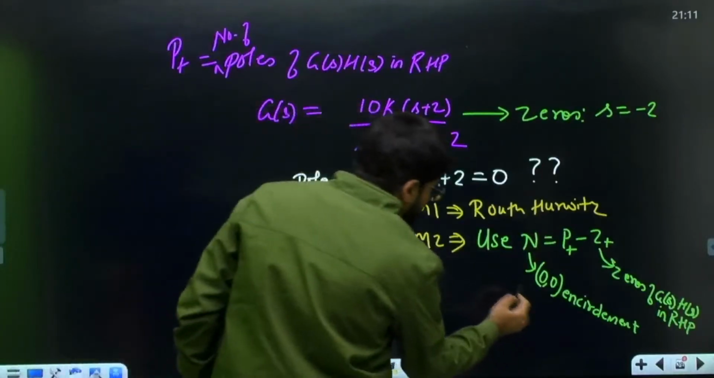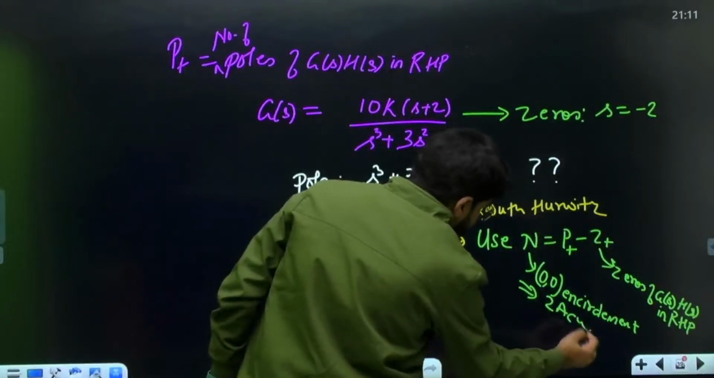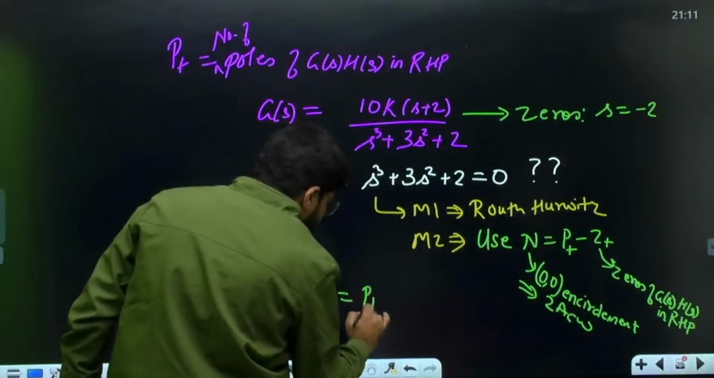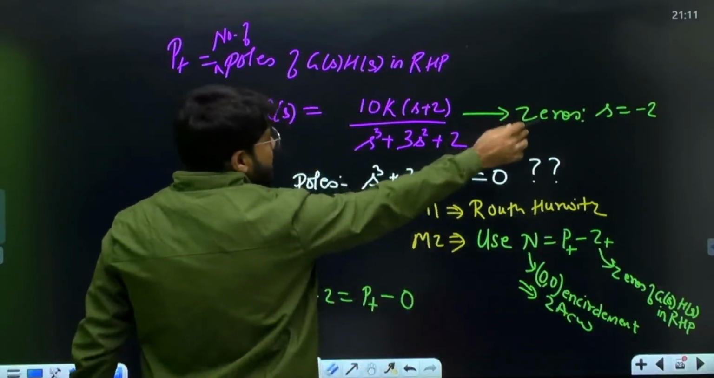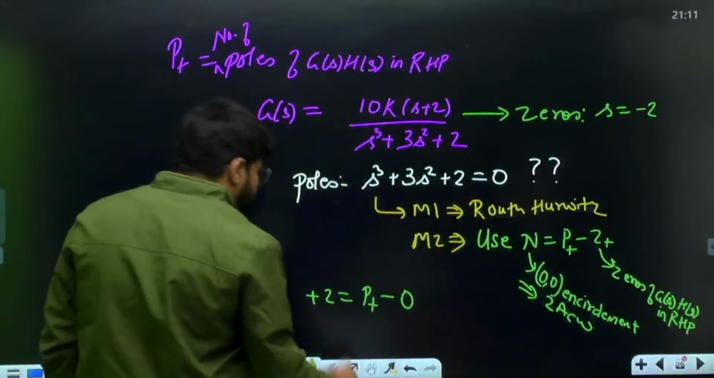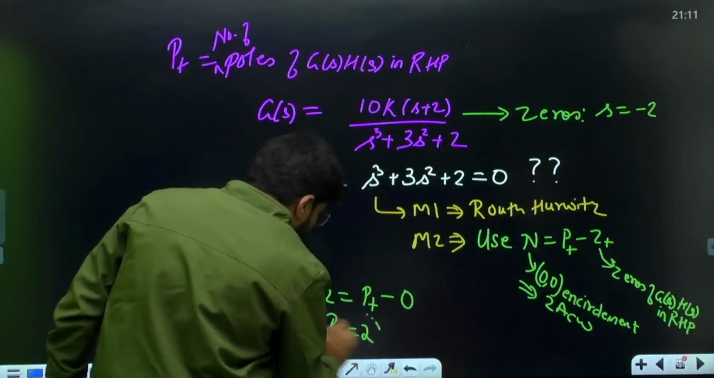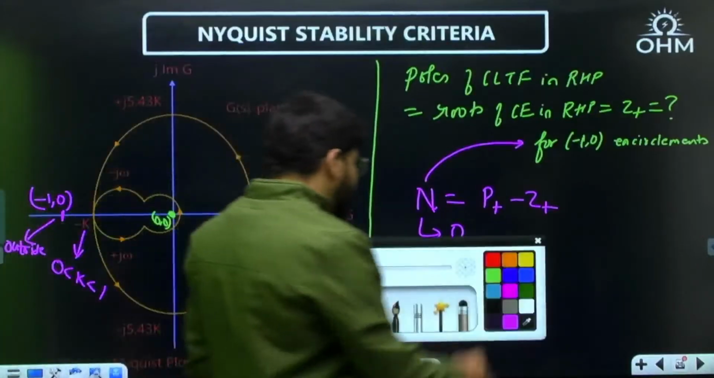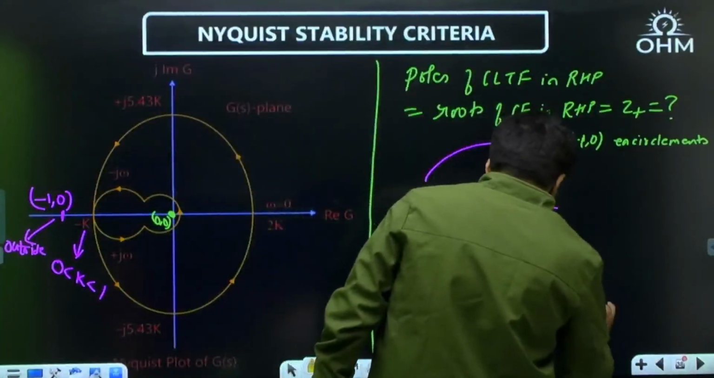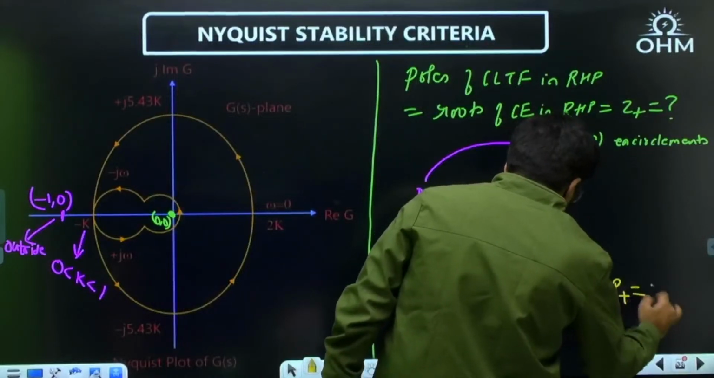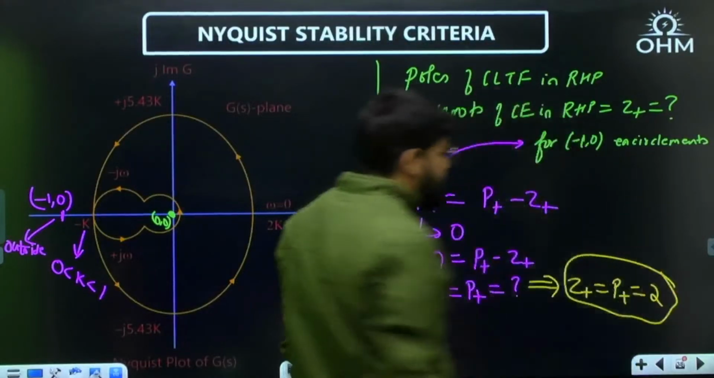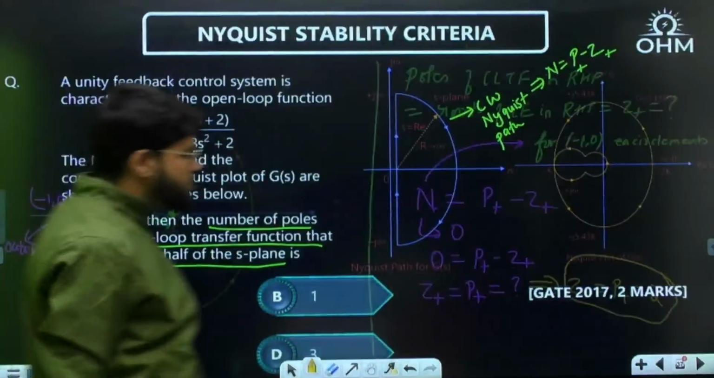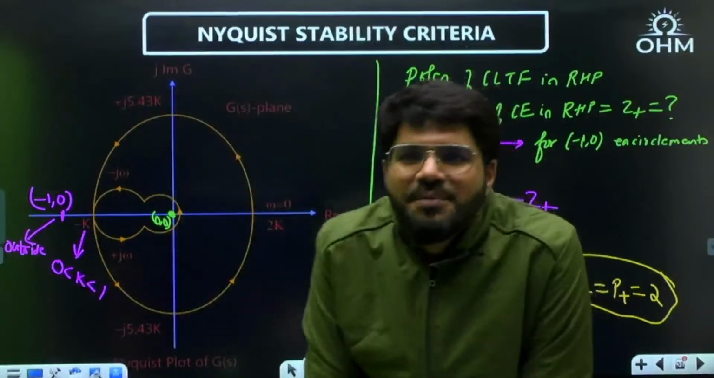So n is how much? 2 anticlockwise, and anticlockwise means plus. So plus 2 is P plus minus Z plus. The zero is at minus 2. How many zeros of GSHS in RHP? Nothing. So hence P plus equal to 2. Z plus is P plus, and P plus equal to 2, so Z plus is also 2. Option number C.